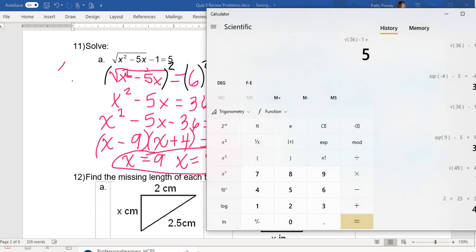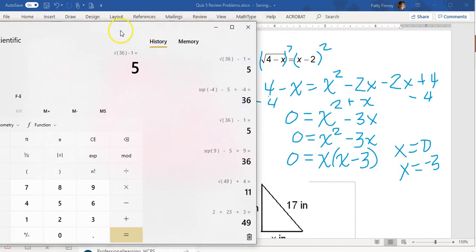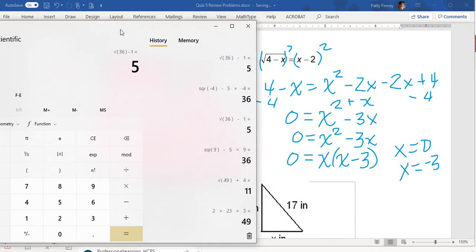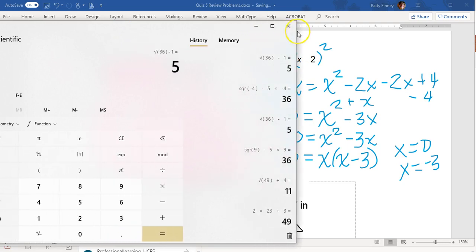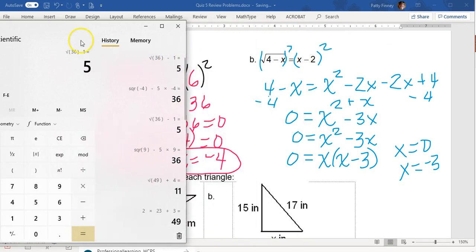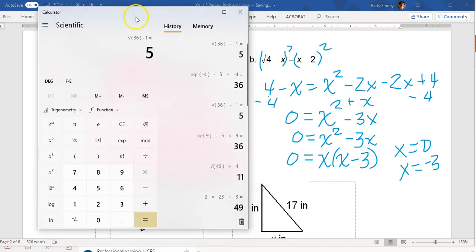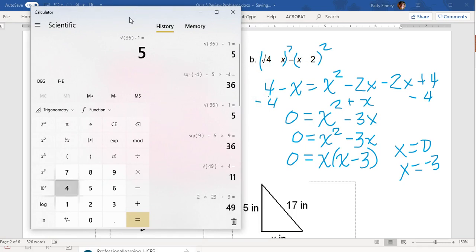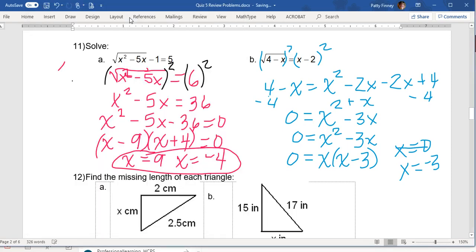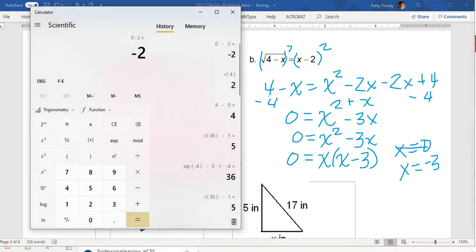So we check that with our calculator. Just going to move it over here because I want to be able to see what I'm doing. So I've got 4 minus 0. I take the square root of that, and that's positive 2. But if I do 0 minus 2, that's negative 2. So this can't be an answer. So now let's check the other one.